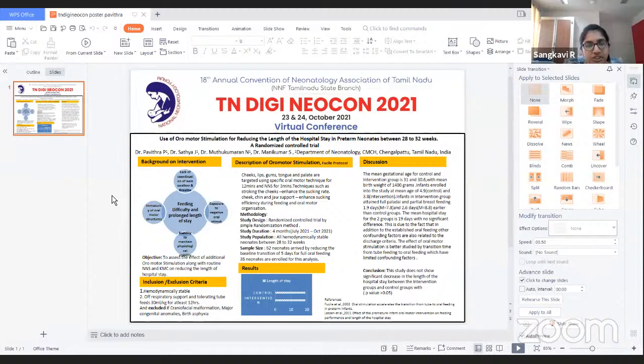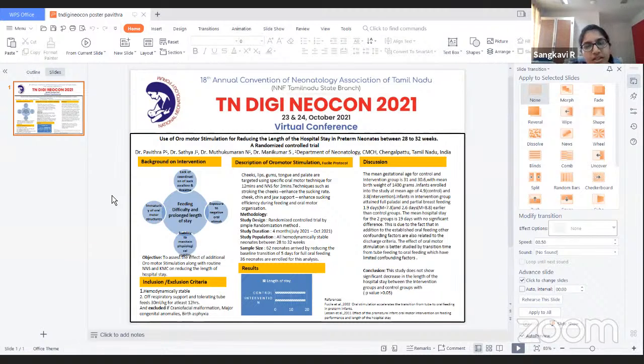The objective of my study is to assess the effect of additional oromotor stimulation along with our routine non-nutritive sucking and KMC in reducing the length of hospital stay in preterm neonates. Neonates included in the study are hemodynamically stable neonates between 28 to 32 weeks who are off respiratory support and tolerating minimum oral feeds of 30 ml per kg for at least 12 hours. They are excluded if they have any craniofacial malformation, major congenital anomalies, or birth asphyxia.